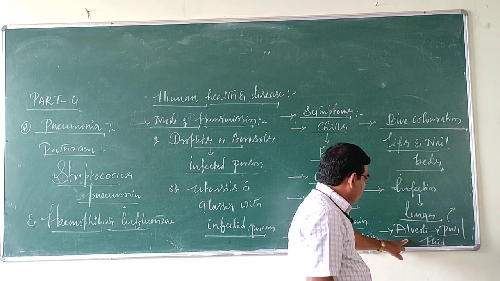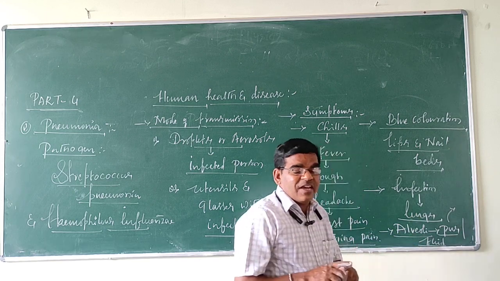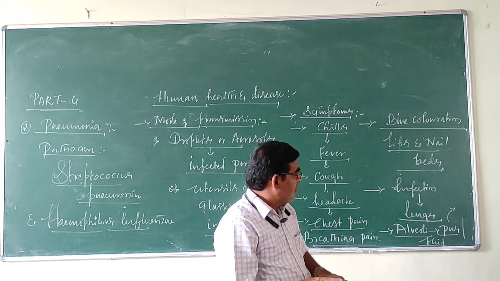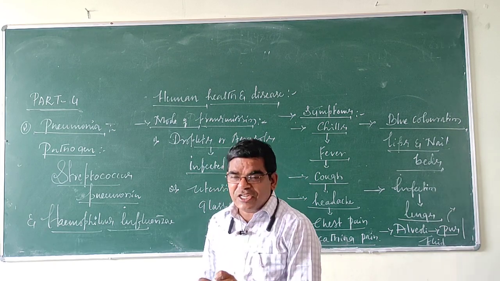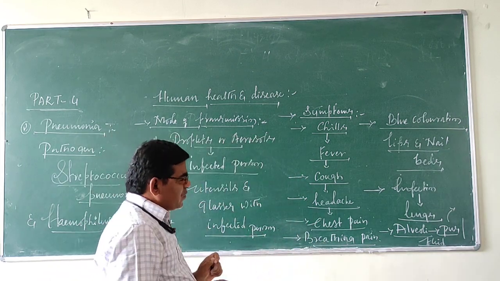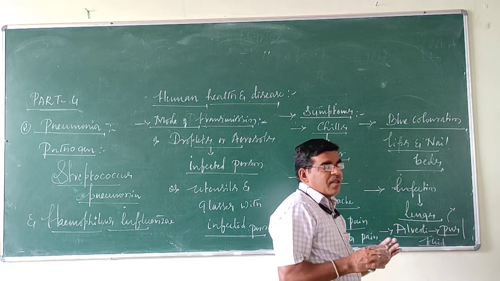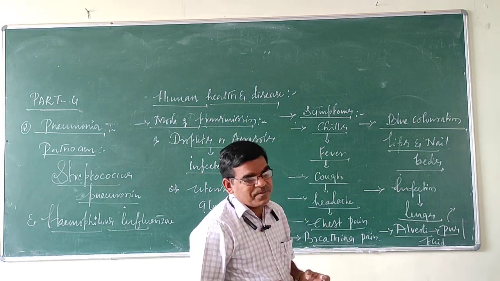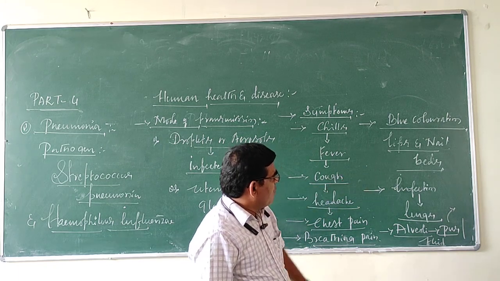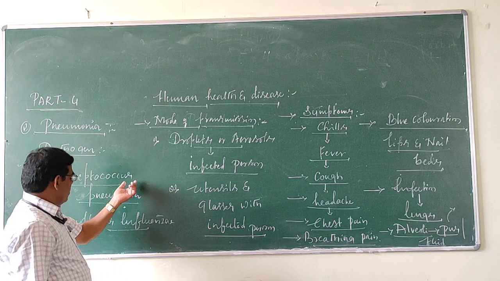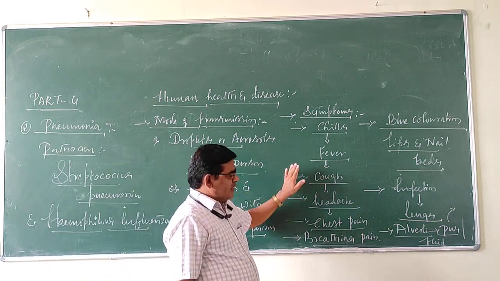As a result of this, an adequate amount of oxygen is not supplied to our tissue cells. Clear? That's why lips and nail beds become blue. The blue coloration of the lips and nail beds is because of insufficient supply of oxygen to our tissue cells. Because fluid persists in the alveoli, there is no exchange of gases, which leads to blue coloration. Clear? This is about pneumonia: the causing organism, mode of transmission and symptoms.